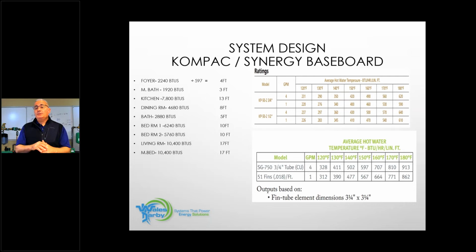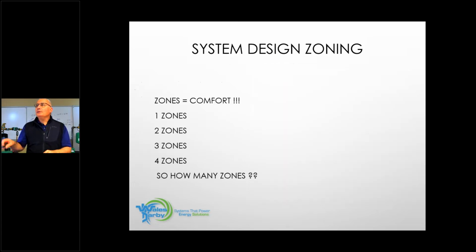We took the BTUs of the room and we divided it by the output of the board that we chose, which was 597 a foot. Anything, John? Any questions? All right, we're good. Excellent. So now we know how many BTUs we need for the whole building per room. We've picked our boiler. We've picked the amount of heat emitters we need per room. Now let's decide, how are we going to zone this?